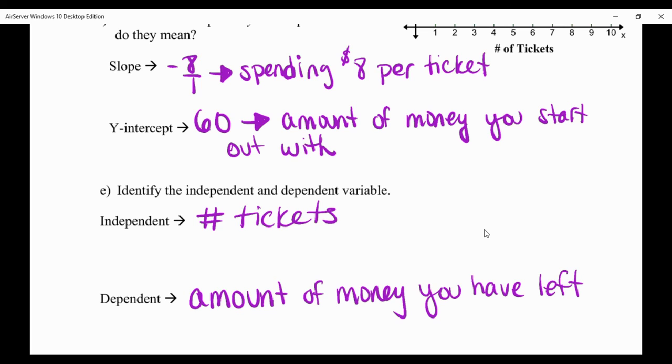The independent variable always represents the x variable, represents part of the domain, which is your input value. It's also usually something that you can count, a quantitative variable. Whereas the dependent variable usually corresponds to the y values, the range, or the output values. And the dependent variable usually has some type of value to it or measure.